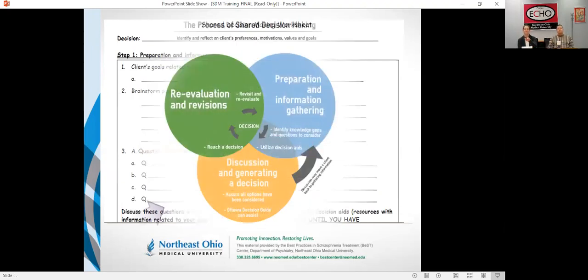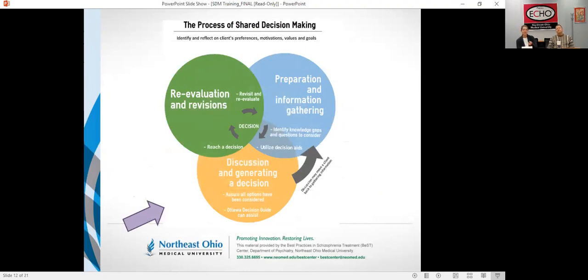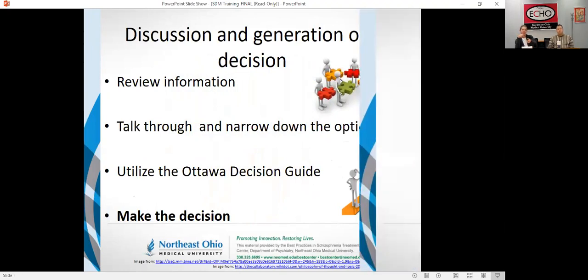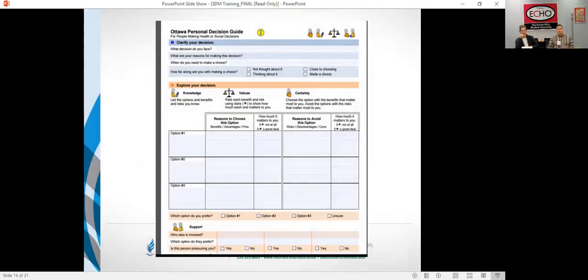So the second step is discussion and generation of a decision. That means reviewing the information and those decision aids they were given, and talking through to narrow those options down. What is most reasonable and most feasible for the patient and their family? There are resources like the Ottawa Decision Guide, which I think I have an example of on the next page, that can really help get to the point where they can make that decision.